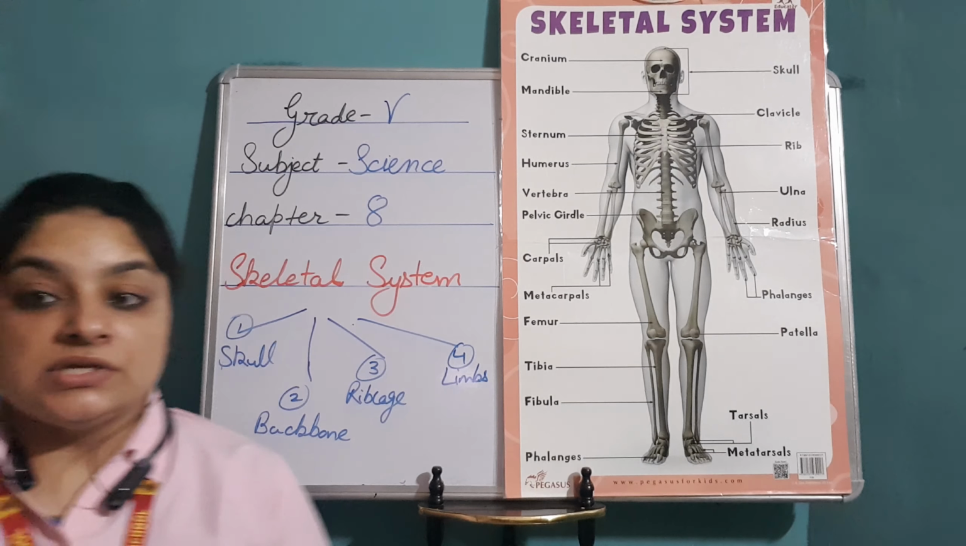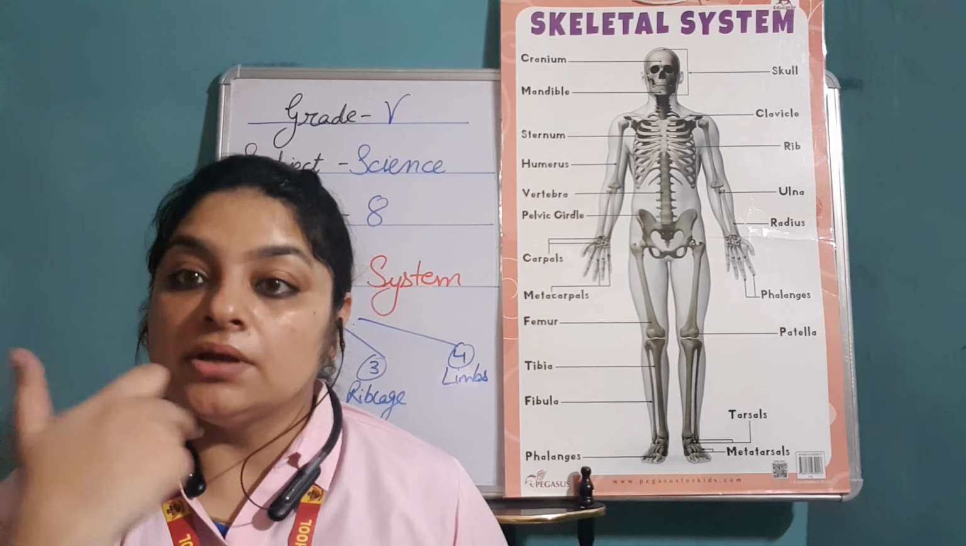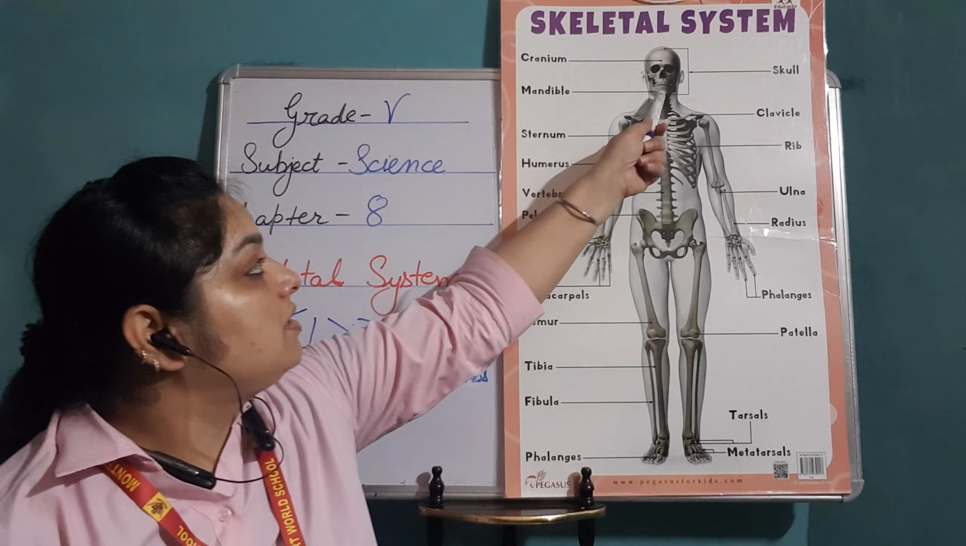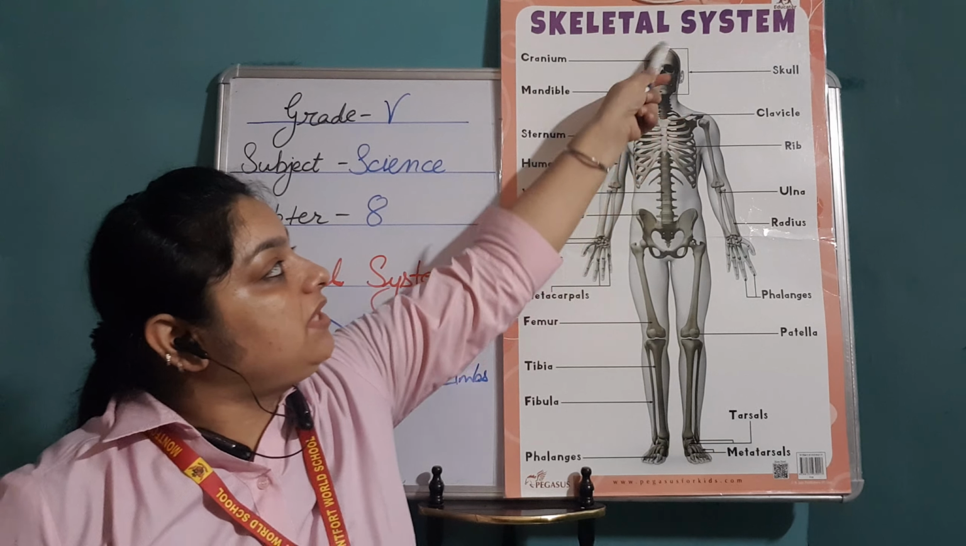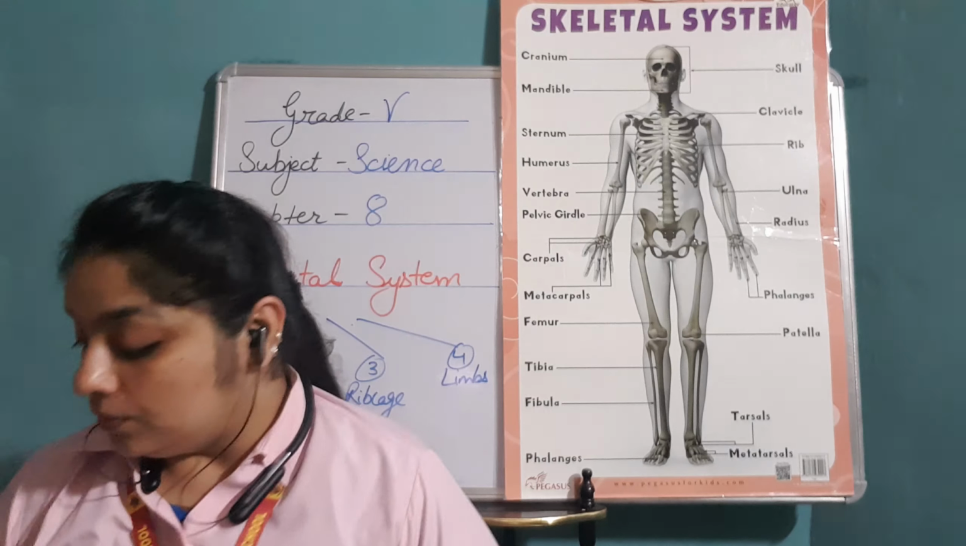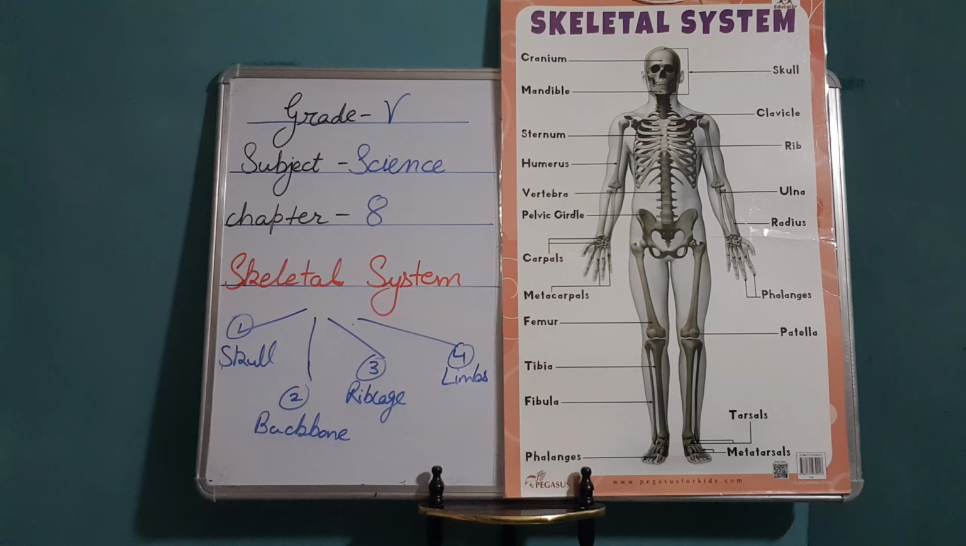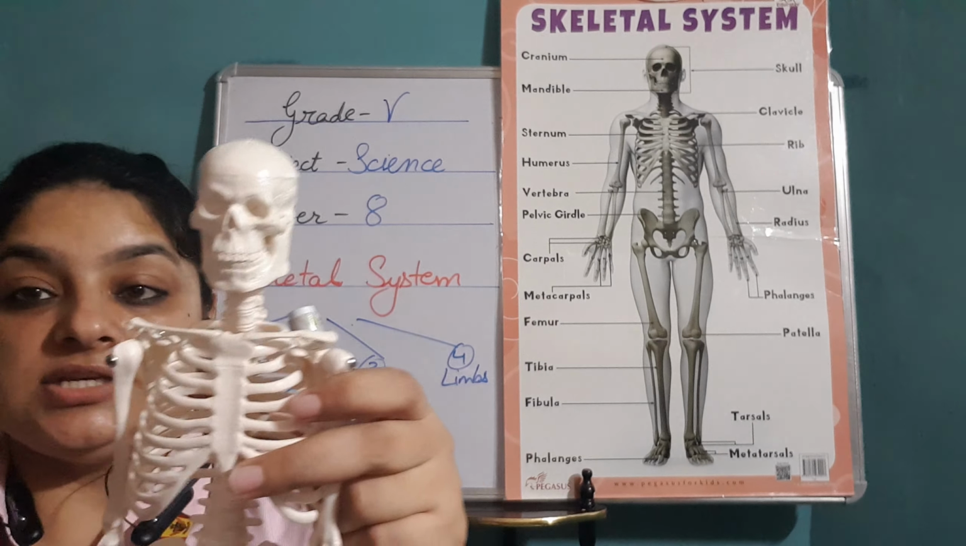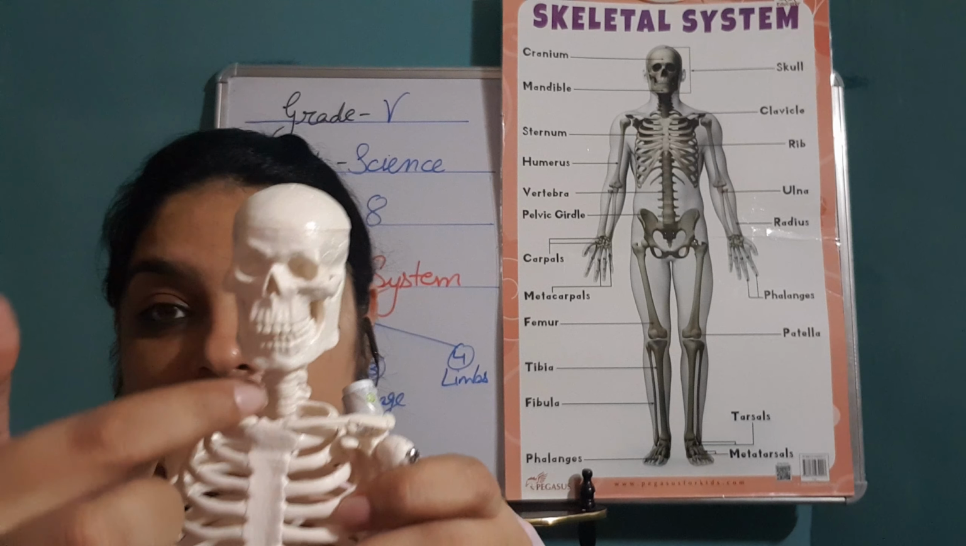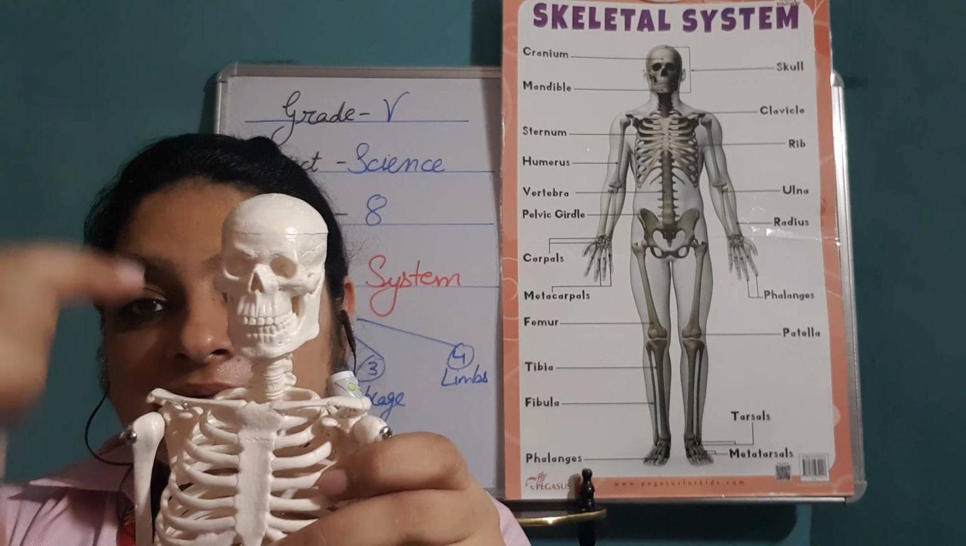First one is skull. Skull is this portion. This is skull. This complete from here to here is skull. Now what is skull? I can show on this model also. See this complete portion. This is skull.